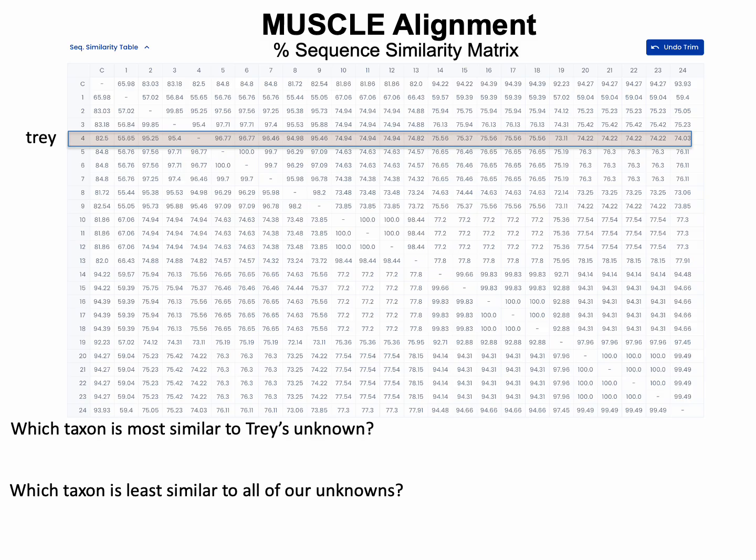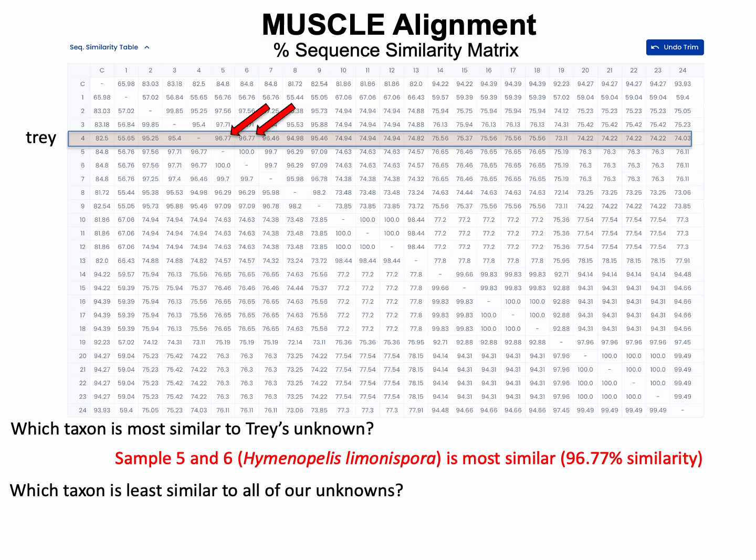So for example, we know that Trey's sample is sample number 4. And so we can look at the highlighted area here and follow that row the whole way across to see which % sequence similarity is the highest between Trey's sample and the samples that we're comparing him to. And what you can see is 96.77 is the highest number.